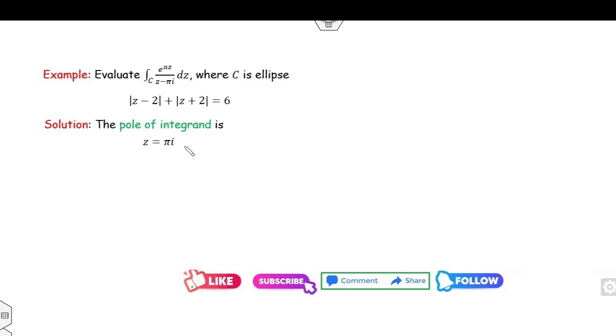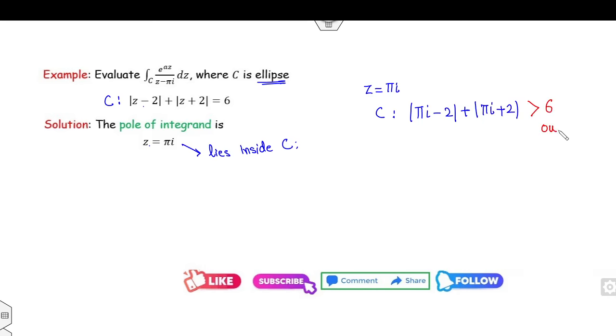Now whether this pole lies inside the curve or not, this curve is an ellipse. How can you draw the ellipse? We can substitute z is equal to pi iota in the given curve, that means |pi iota minus 2| plus |pi iota plus 2|. If this is greater than 6, it lies outside the ellipse. If this number is less than 6, then it lies inside the ellipse. If it is equal to 6, then it lies on the curve, that is the ellipse.